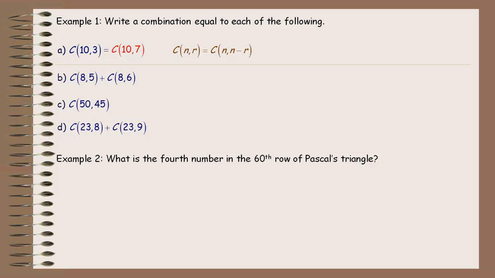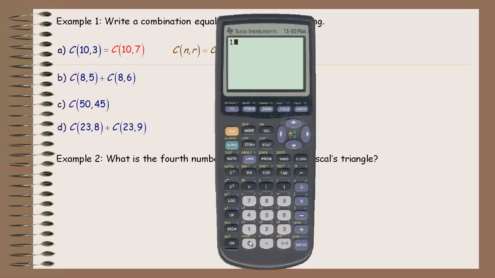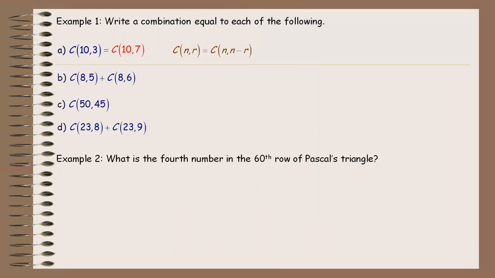I can verify that with my calculator. If I bring my calculator over here, 10 choose 3 and 10 choose 7 are both 120. So there's an example to show that.